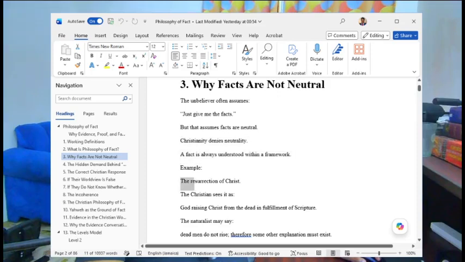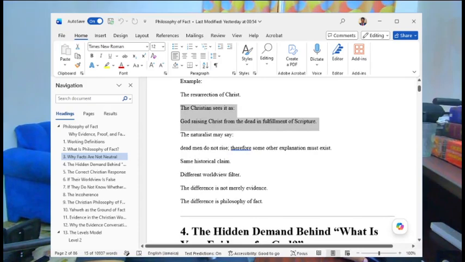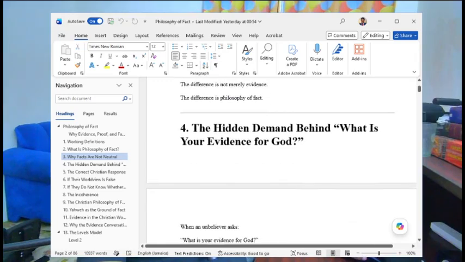A fact is always understood within a framework. Example, the resurrection of Jesus Christ. The Christian sees it as God raising Christ from the dead and fulfilling Scripture. The naturalist may say, dead men do not rise. Therefore, some other explanation must exist. And what they mean is that there must be a naturalistic explanation. Or if they say some historical claim, different worldview filter. The difference is not merely evidence, the difference is the philosophy of fact.